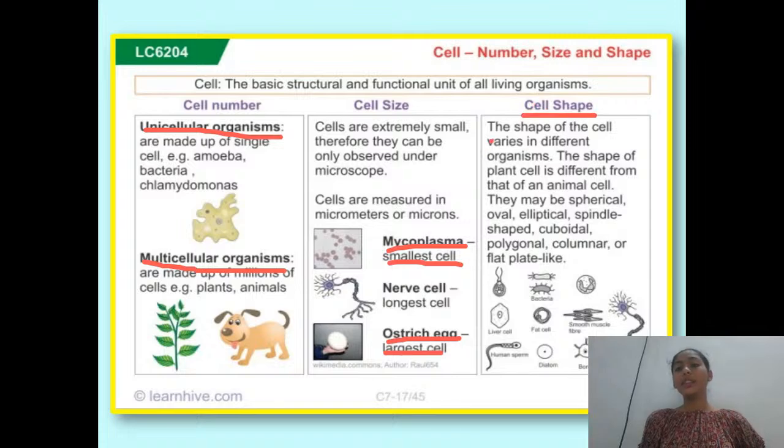Cell shape now. The shape of the cell varies in different organisms. The shape of a plant cell is different from that of an animal cell. They may be spherical, oval, elliptical, spindle shaped, cuboidal, polygonal, columnar, or flat plate like. As I've told you, a cell can be in any shape. It depends. For example, a nerve cell must be long in shape, right? The liver cell is easy to understand and easy to draw.